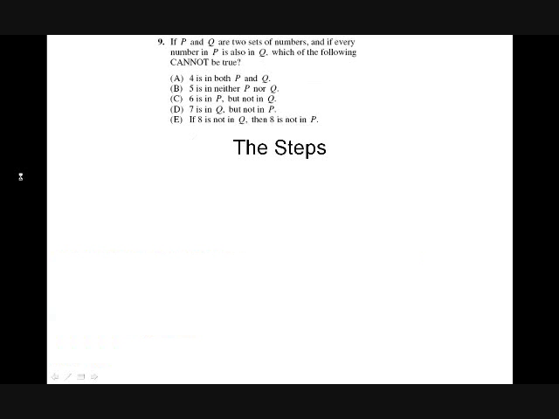Number 9. If P and Q are 2 sets of numbers, and if every number in P is also in Q, which of the following cannot be true? All right. So just by looking at the question, all the numbers in P are in Q, but all the numbers in Q aren't necessarily in P.